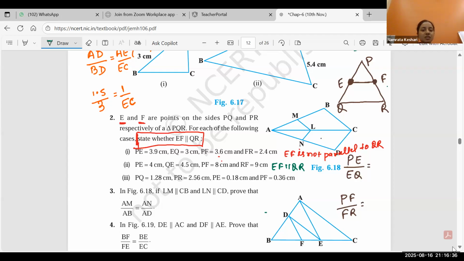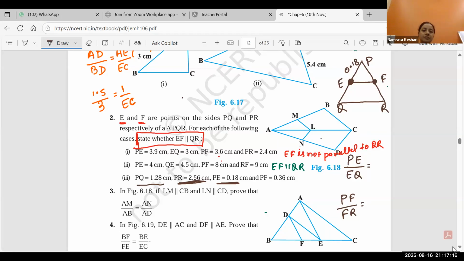For the third one, PQ is given, right? No worries. If PE is given as 0.18, PE हमें क्या given है 0.18, और फिर हमें PQ given है, the complete length given है. Okay, then we can find EQ, right? The complete length is given and a part is given. Then can't you find the remaining part?